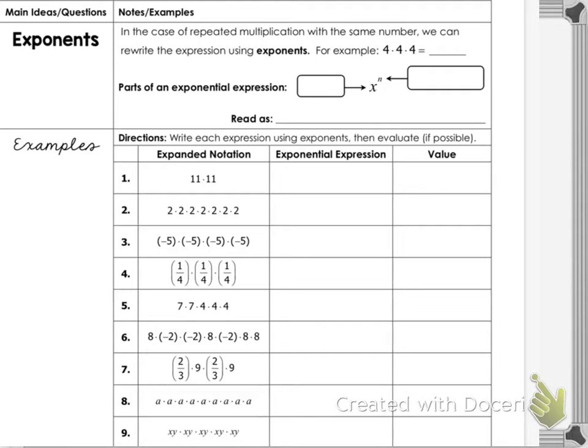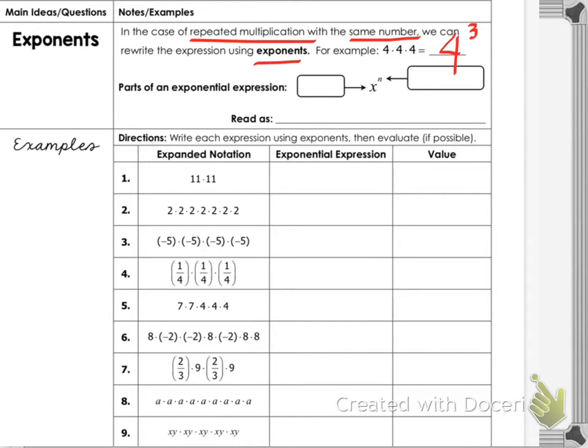In the case of repeated multiplication with the same number, we can rewrite the expression using exponents. For example, 4 times 4 times 4. We can write that using an exponent. This same number that's referenced in the definition is 4, and how many times do we see 4? It's a factor 3 times, so the exponent will be 3, so 4 to the third power.